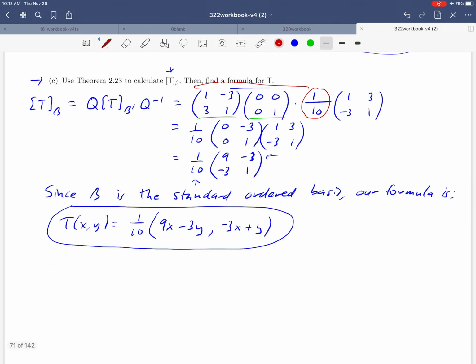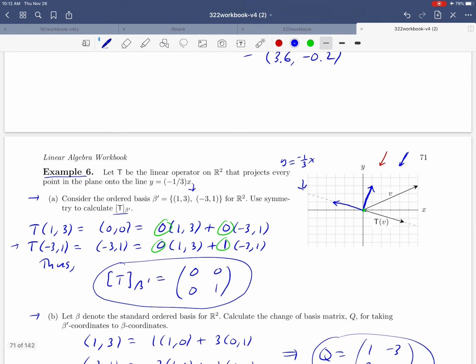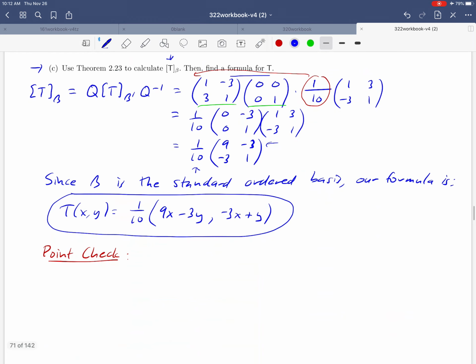Okay, let's do one point check here. All right, and I'm going to go back up to the picture. How about if we choose the very vector that they gave us here, v? You can count the coordinates and see that that point that we're starting at is 6, 3, I believe. Let's see. Yeah, that's 6, 3. Okay, so if we plug that in and use the formula that we just came up with here, we're going to get, let me try to write that a little bit better.